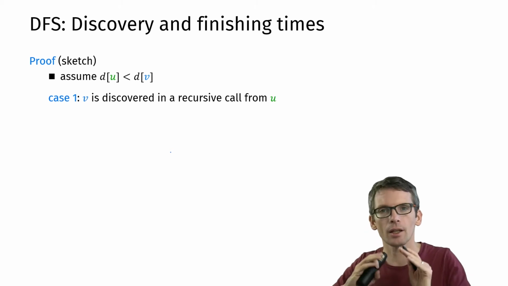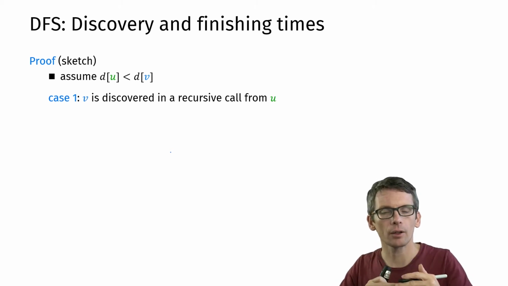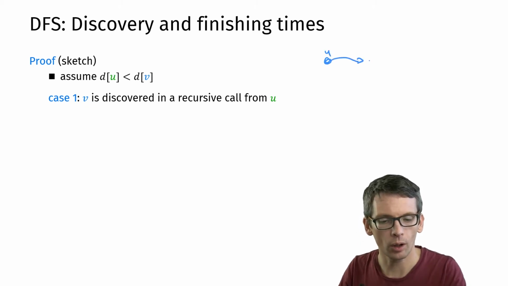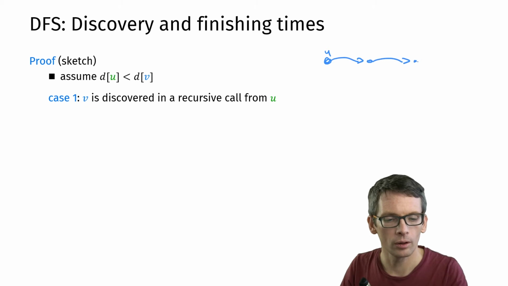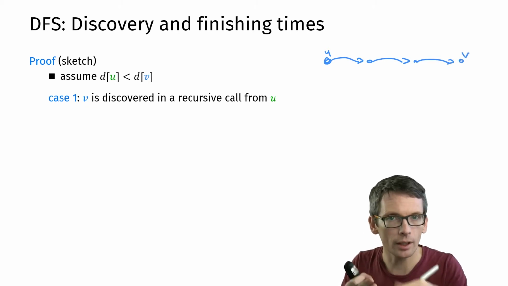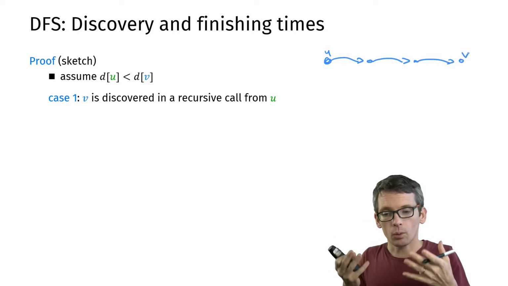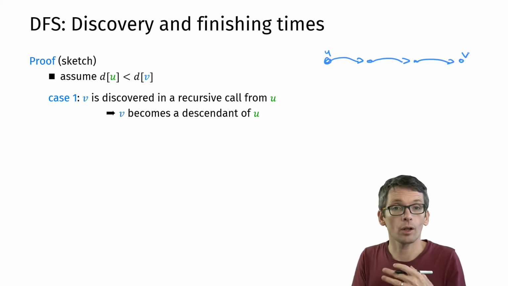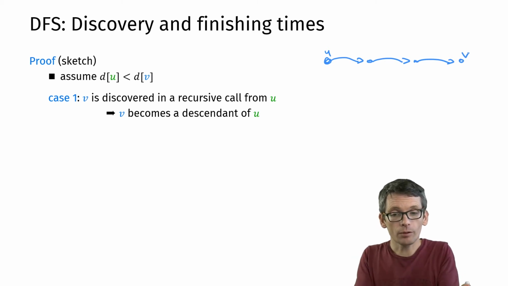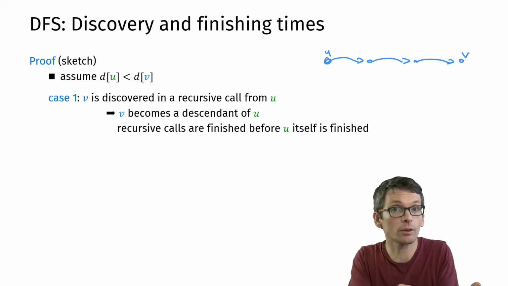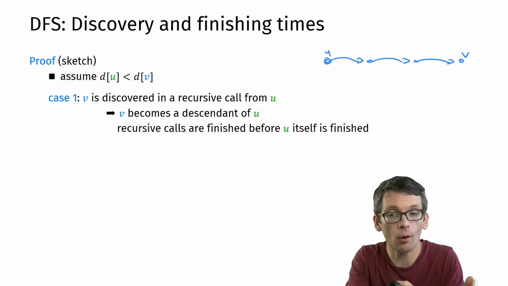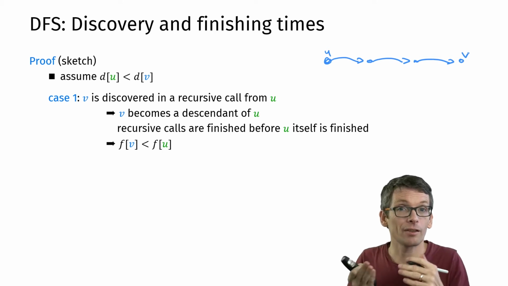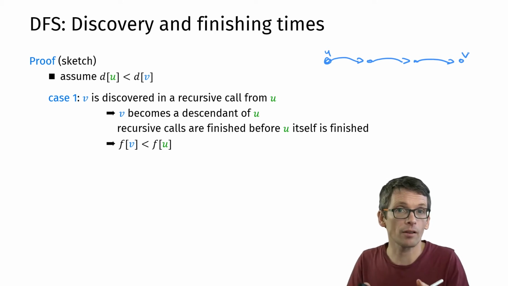The first case is v is discovered in a recursive call of u. So you can imagine you have u, we do a recursive call, and at some point, we reach v. So what does that mean? It means, first of all, that v will be a descendant of u. It also means that if we want to finish the recursive call of u, we will first have to finish the recursive call on v, meaning that the finishing time of v will be smaller than the finishing time of u. So here we get the parentheses property.